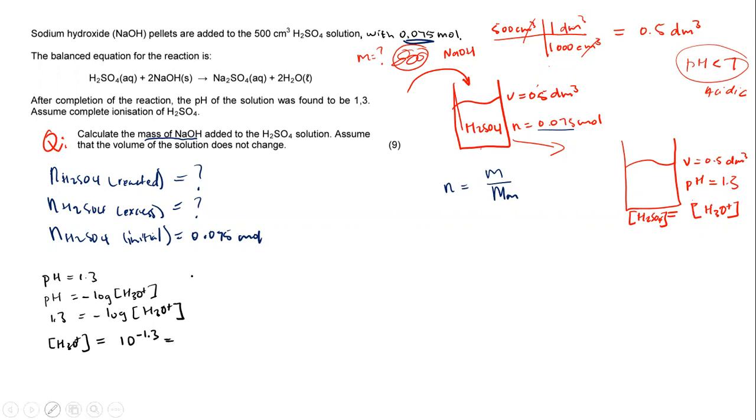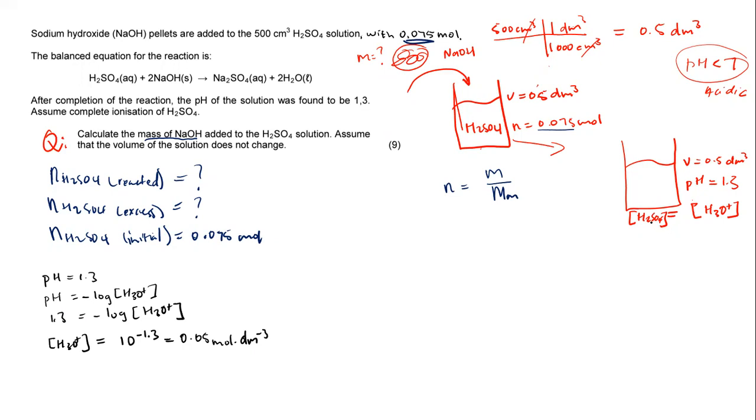Therefore, when we punch 10 to the power negative 1.3 on our calculator, we get 0.0355 to 2 decimal places. But remember, this is concentration in moles per cubic decimeter. That will be the concentration of H3O plus ions. Now we managed to determine the concentration of the solution after completion.